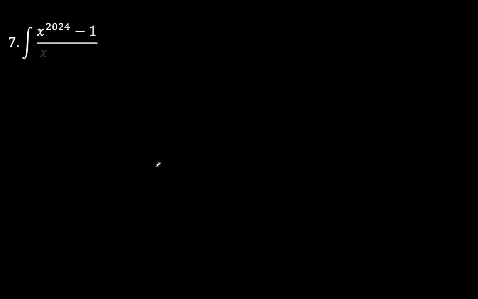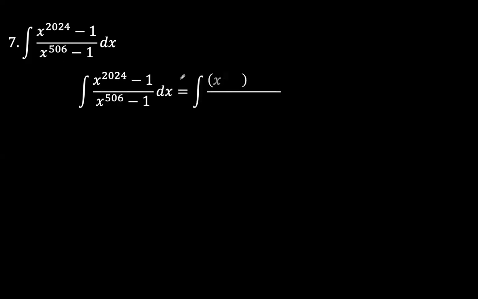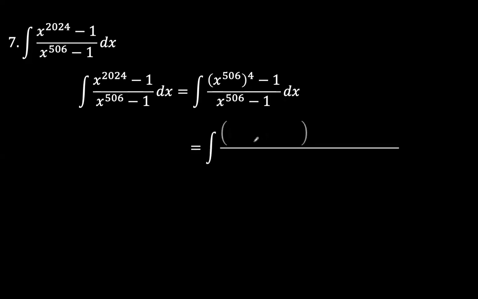Problem number 7 is the integral of x to the power 2024 minus 1 over x to the power 506 minus 1. What we can do there is we just use the difference of two squares. And so this here is the same as x to the power 506 to the power 4 minus 1 over x to the power 506 minus 1. And so it's the same as x to the power 506 squared minus 1 times x to the power 506 squared plus 1, and keeping the roots the same.